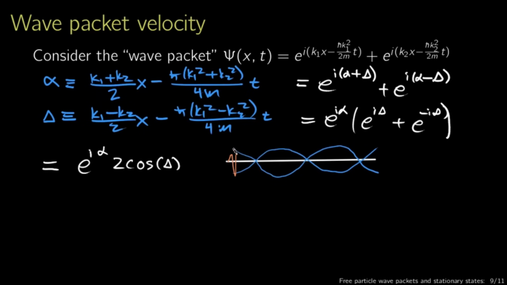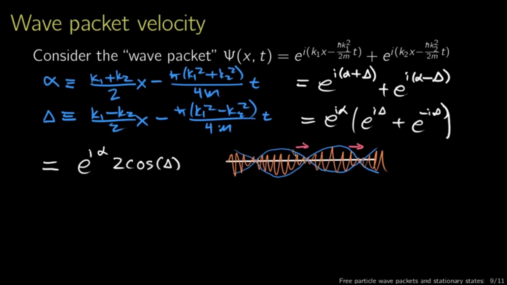So my overall wave packet is going to look something like this, where you have zeros and areas with large amplitude, areas with small amplitude, areas with large amplitude, areas with small amplitude. As time evolves, this wave packet will propagate.